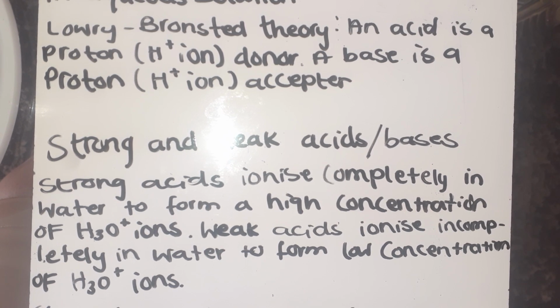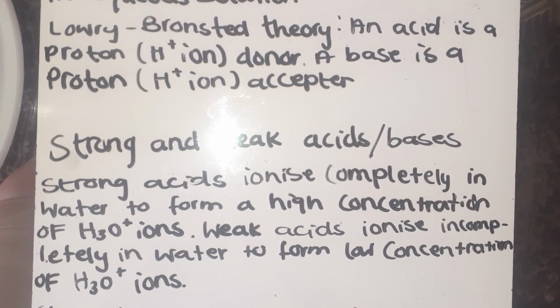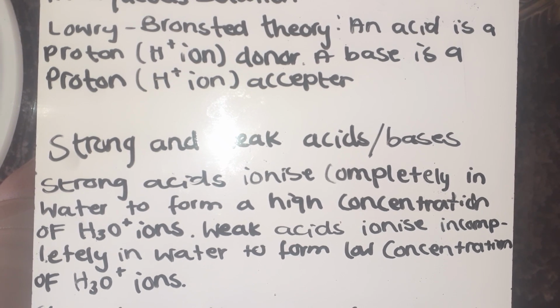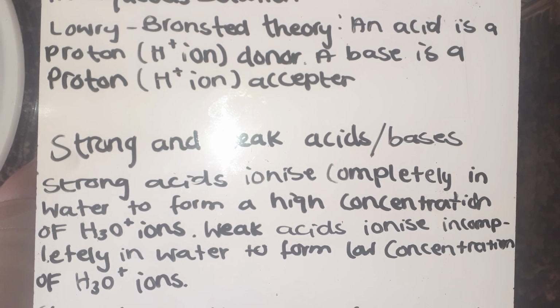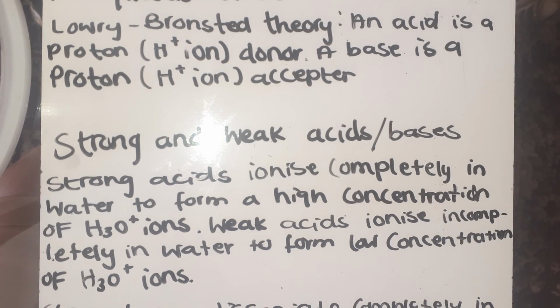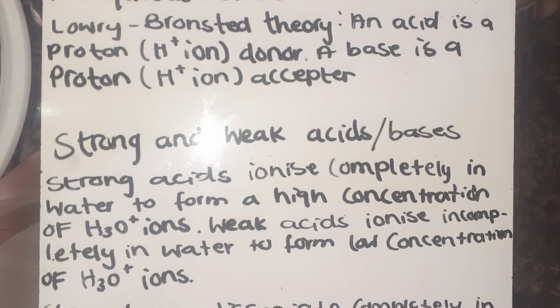The Lowry-Bronsted theory says an acid is a proton donor. Know that Lowry-Bronsted says an acid is a proton donor and a base is a proton acceptor. That is the easier explanation. That's all that you have to know with the Lowry-Bronsted theory: an acid is a proton donor and a base is a proton acceptor. Keep that in mind.